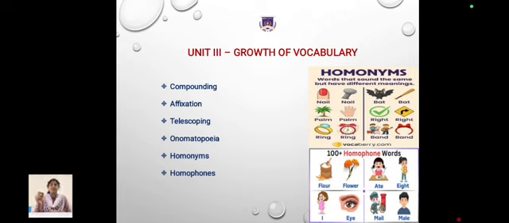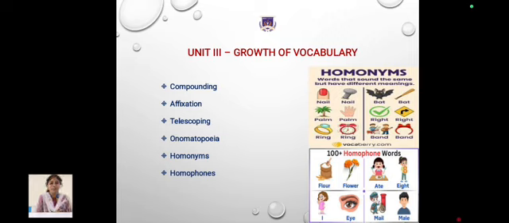And telescoping is nothing but when we talk about a word in a speedy way, we can skip something. For example, don't. In that way, that is called telescoping. And onomatopoeia, it is considered as one of the theories in the origin of language also. Nothing but imitation of sound. By imitating the sound of the species, we are creating vocabulary, that is called onomatopoeia.